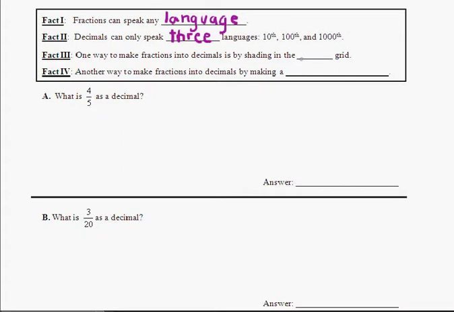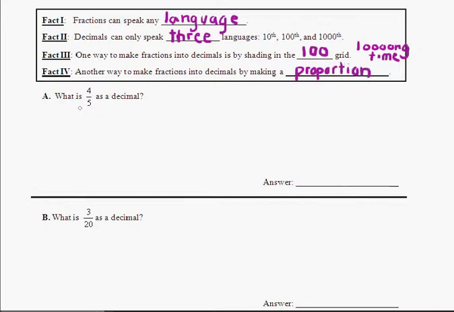One way to make fractions into decimals is by shading in a 100 grid. But that, my friends, takes a long time. So instead, today, we're going to do a way that doesn't require any sort of drawing. We are going to make what's called a proportion. And it looks like this.